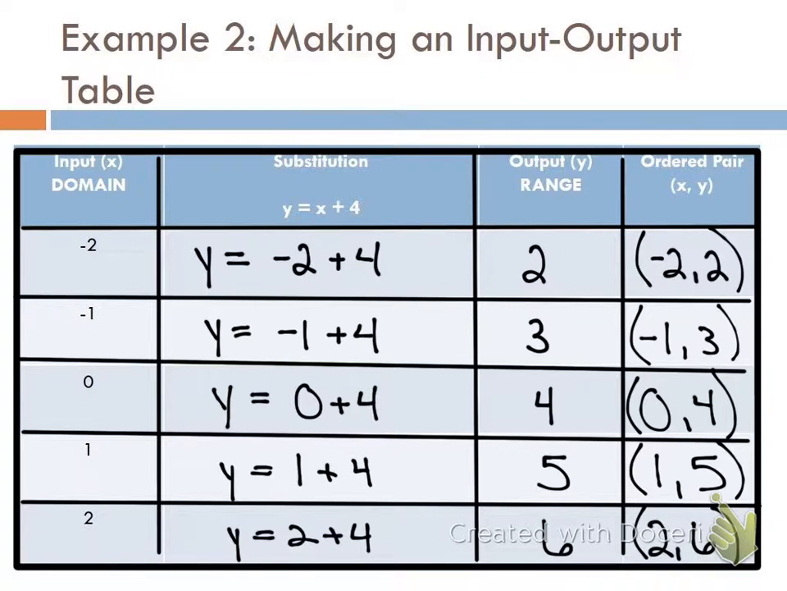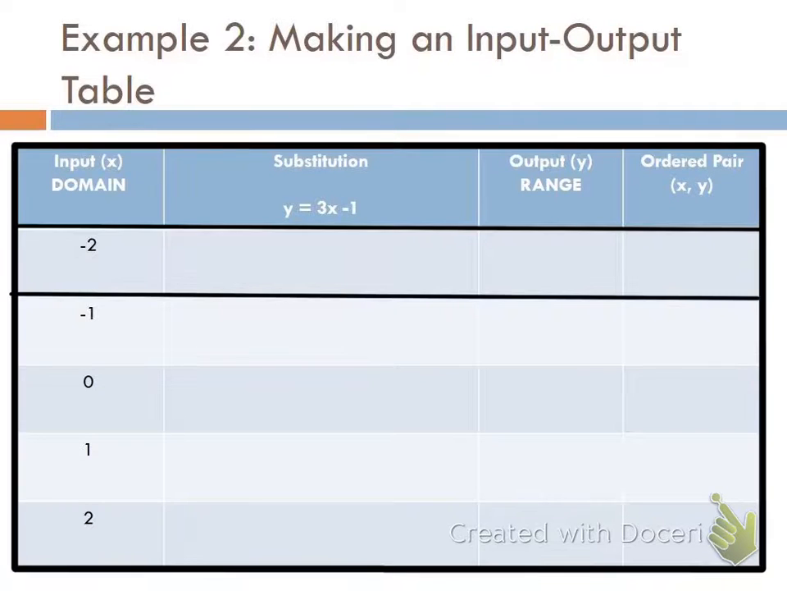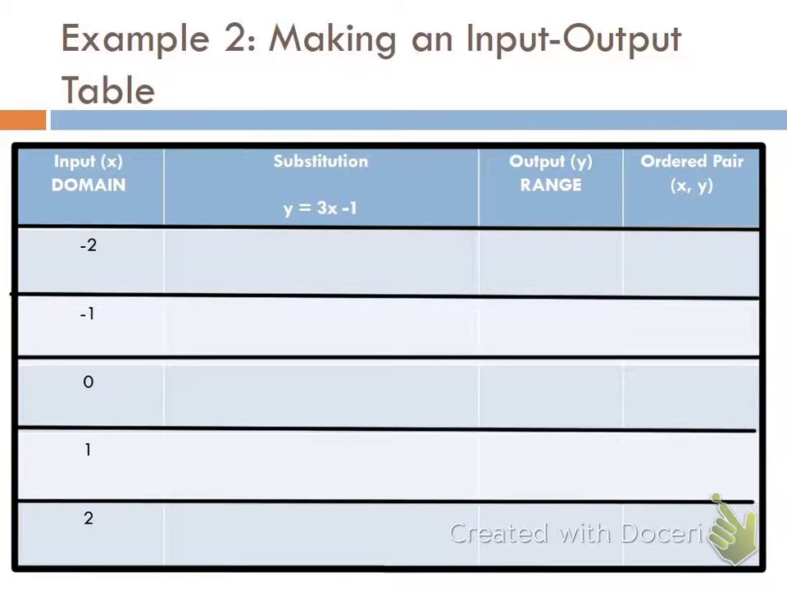I want to do one more. I want you to do this one on your own. In example 2, I want you to make this input-output table. The only difference you're going to see is the function. Now your function is 3x minus 1. So again, you're still plugging in the same set of values, and you're going to see that on your homework too, that you use the same domain. It's just now you're plugging it into a different function.